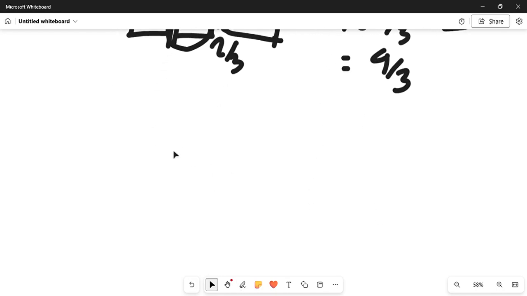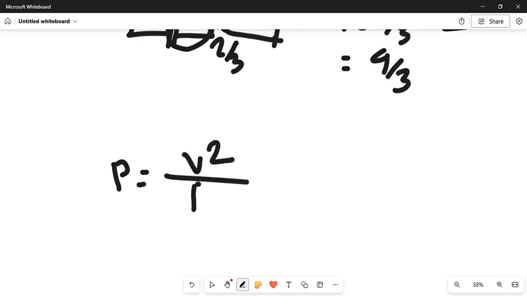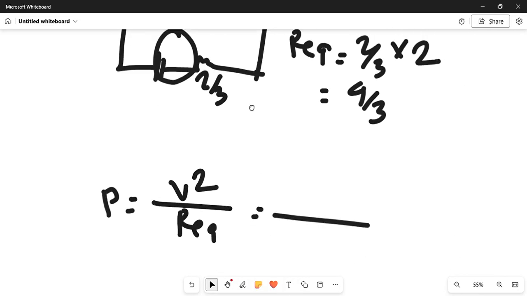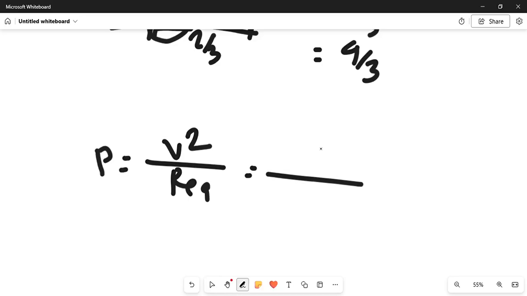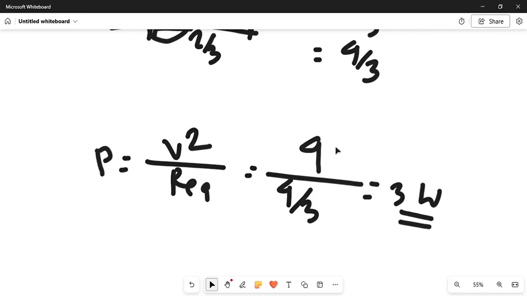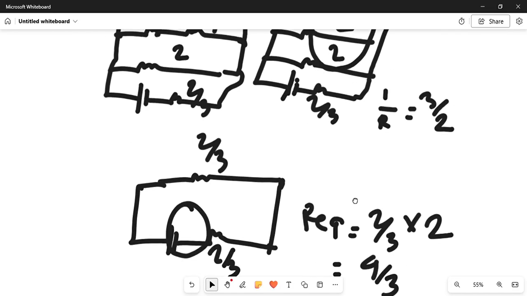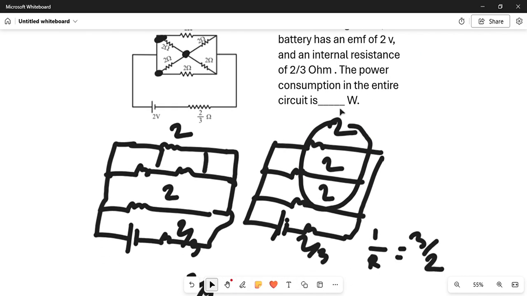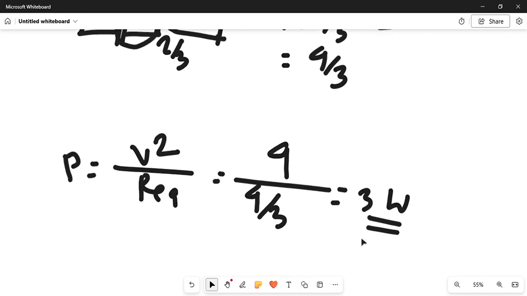So the total power from the circuit is V square by R equivalent. What is the V given? V is 2 volt. So 2 square is equal to 4, and R equivalent is 4 by 3. So this is 3 watt. So the power consumption in the entire circuit will be 3 watt.